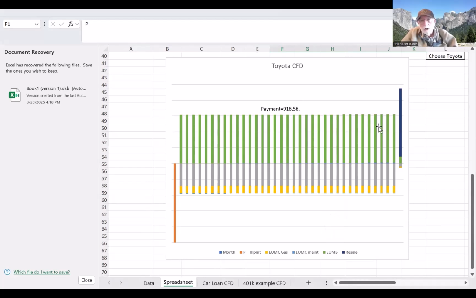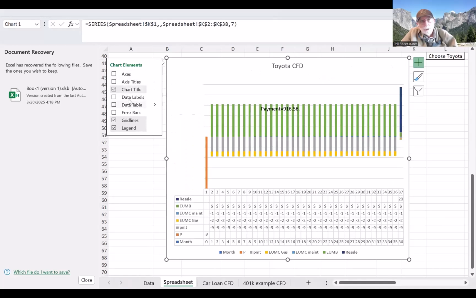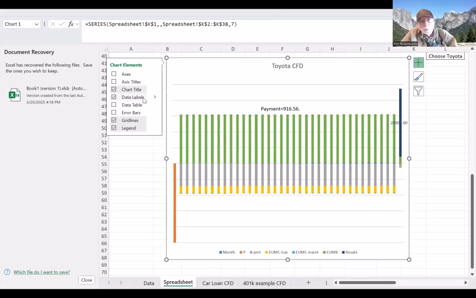Now, on graphs that aren't this busy, you can click, and there's a little plus icon at the upper right. If you click on it, it raises a menu, and you can put in data labels, and it'll put in values. But this is kind of busy. So what you can do is what I did here, for example, for the payments, I created a text box.